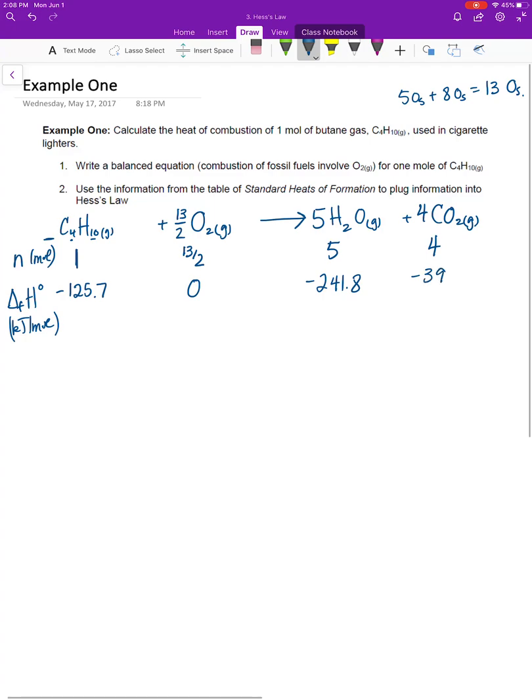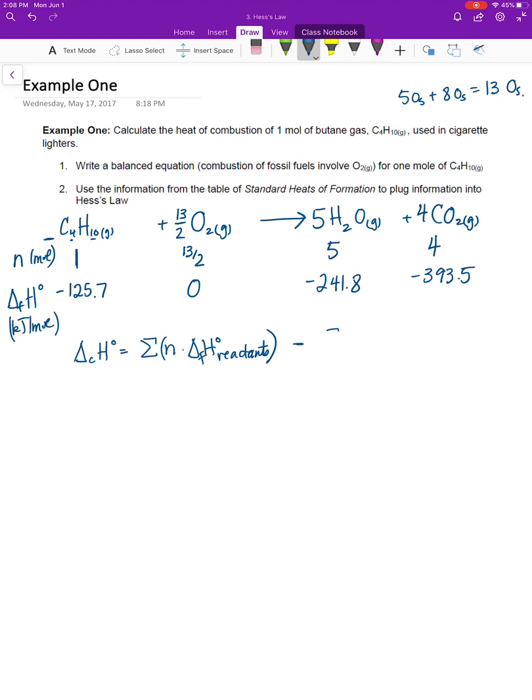So negative 393.5 kilojoules per mole. Now we need to plug it into our equation. So remember, the heat of combustion, or really any reaction, is the sum of n times the standard heats of formation of the reactants. Subtract from that the sum of n times the standard heat of formation of our products.